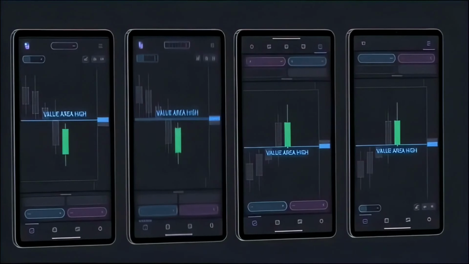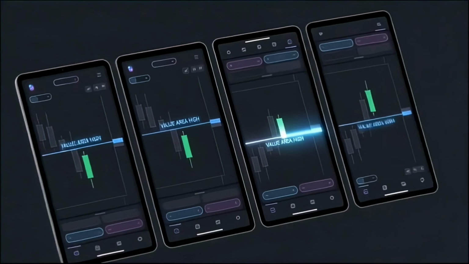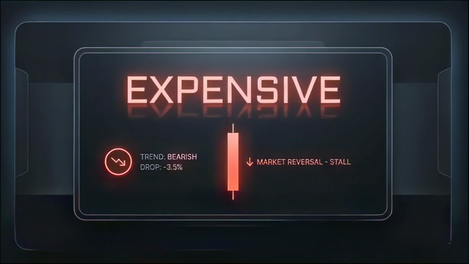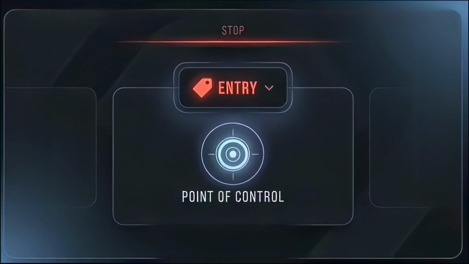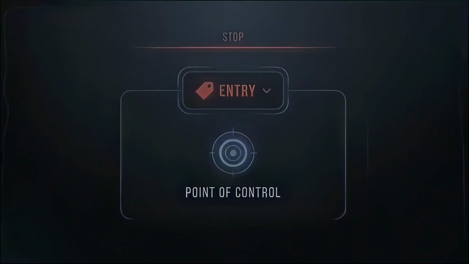The short is just the mirror image. Price pushes above the value area high. It's expensive. You wait for it to stall and roll over. You enter, stop just above the high, and you target the point of control on the way down.